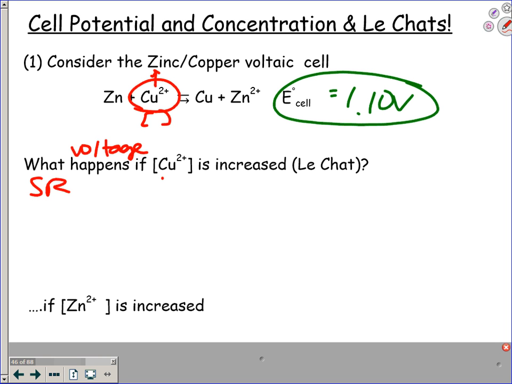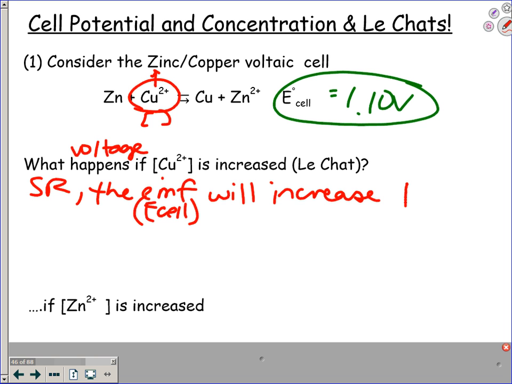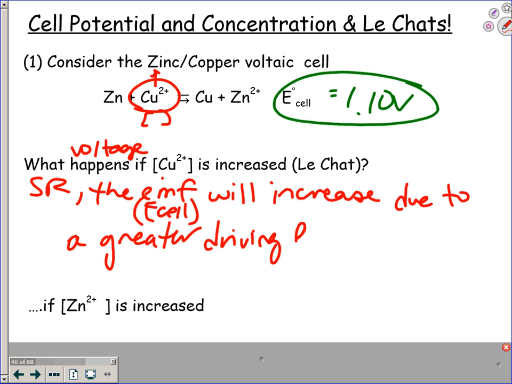More electrons are popping off of that zinc, right? Because the copper needs the zinc to continue to make copper solid. So the electromotive force, E cell, will increase due to a greater driving force of reaction.